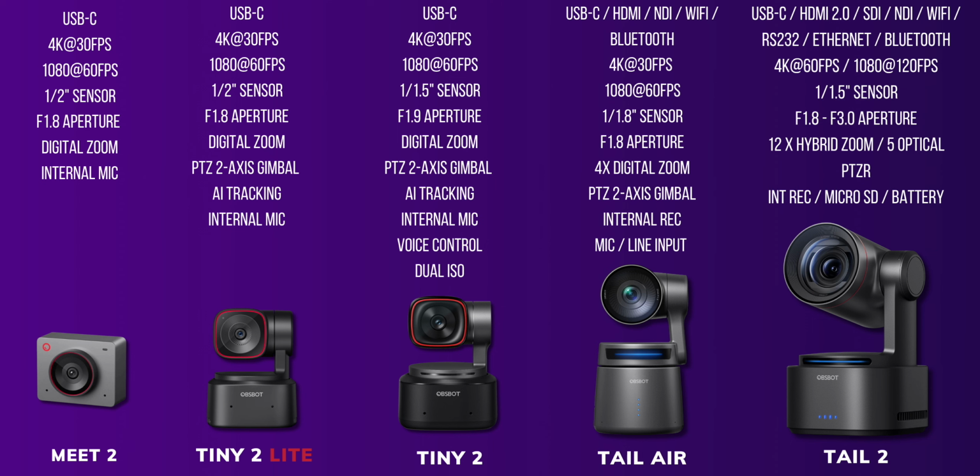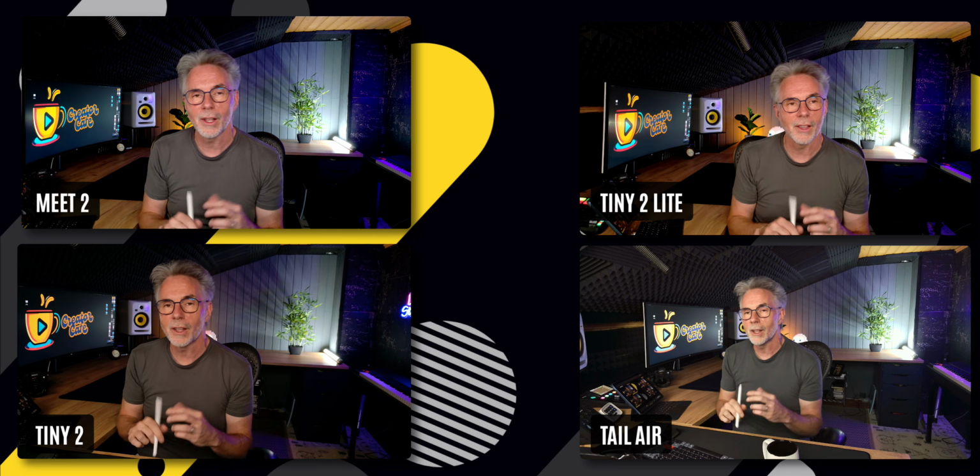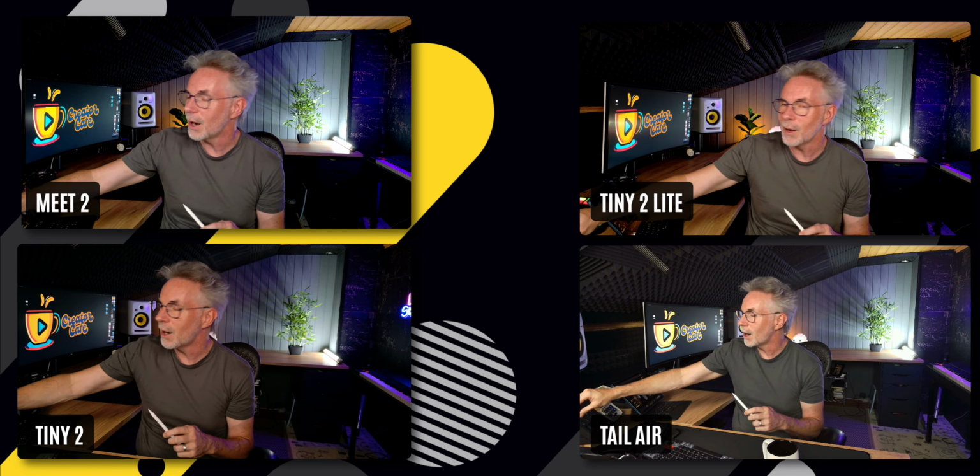So take a look at the specs, take a look at your environment, and it's more important to understand what you want to use the camera for. There are a lot of different cameras out there in the OBSBOT range, but hopefully this video has helped you make some decisions based on the image quality and some of the features. There's lots of things to choose from here, and again, it all depends on your particular environment.